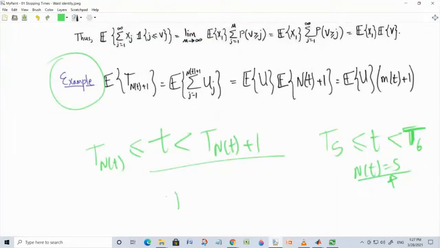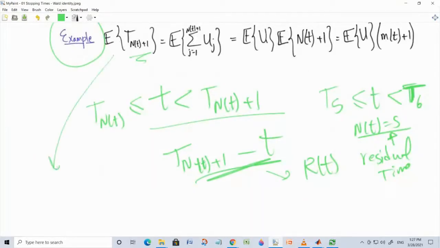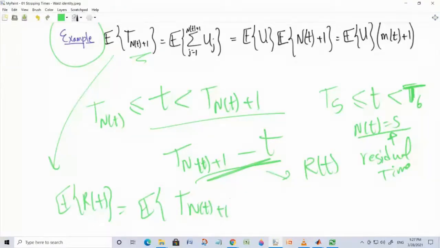And remember that the residual time was this guy, T sub N(t)+1 minus t. This difference here is the so-called R(t), which is the residual time. So if I compute this expectation, the expectation of the residual time is the expectation of this quantity here, minus t. I can just subtract t and there you go.